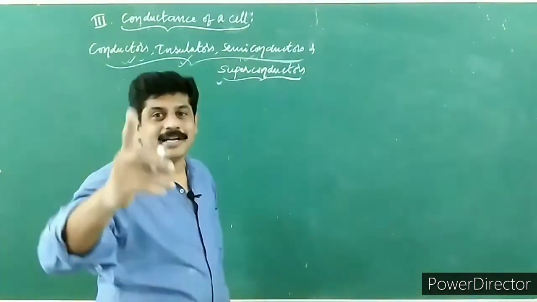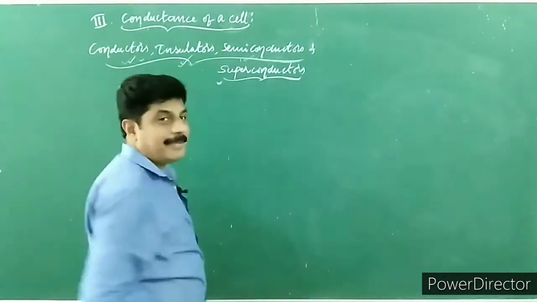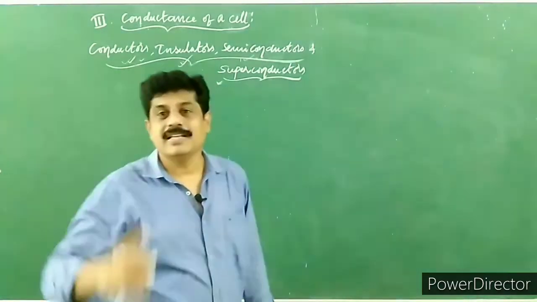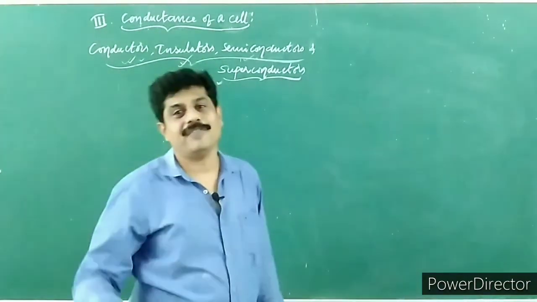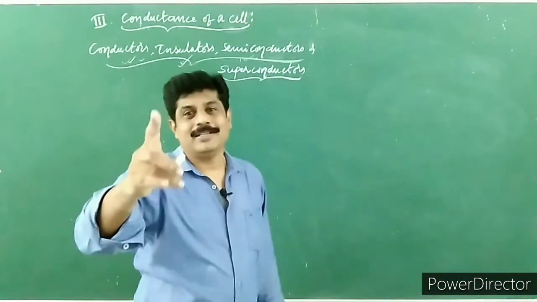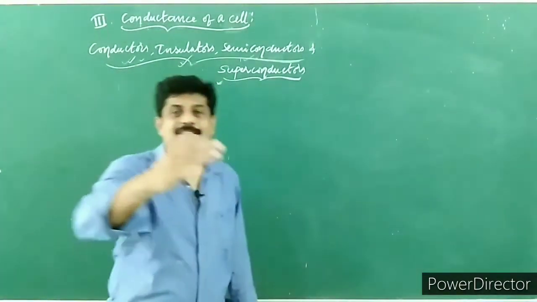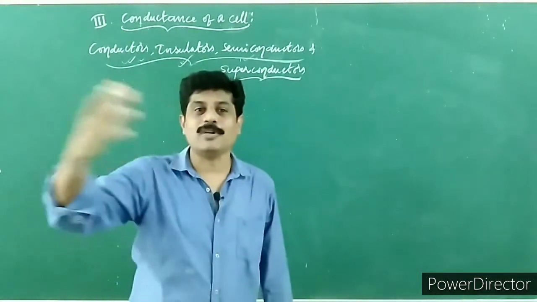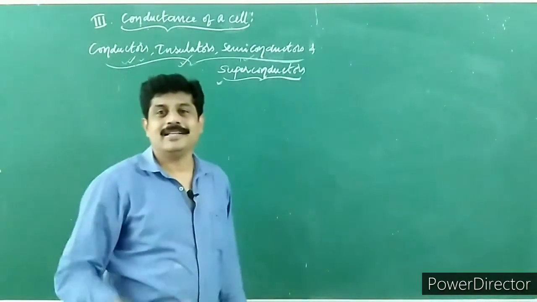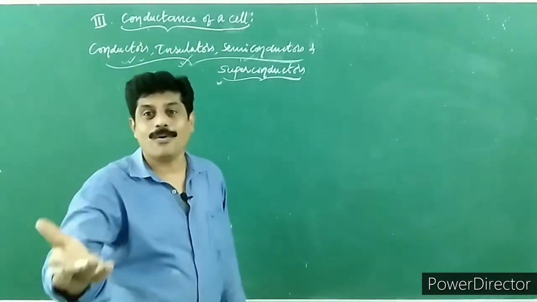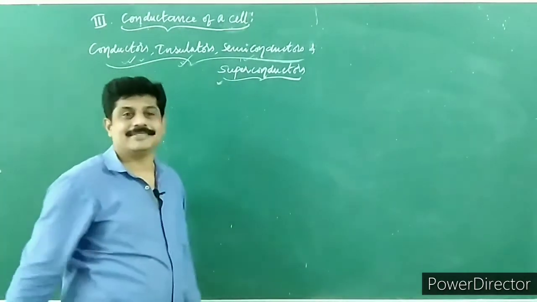Children, the materials whose conductivity is in between conductors and insulators are called semiconductors, and you can quote the examples of silicon and germanium doped with 13th or 15th group of elements. But the most important one is superconductors. Children, the materials which conduct electricity or transport electrons from one atom to another atom with no resistance, that is zero resistivity or infinite conductivity, are called superconductors.